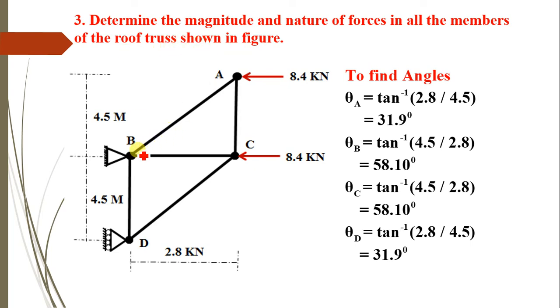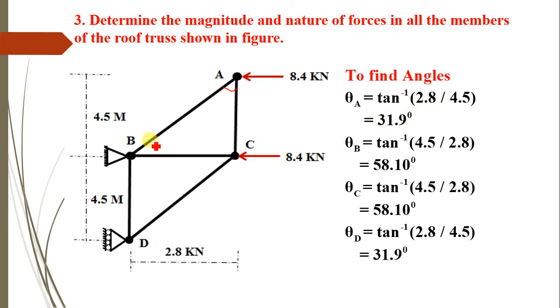So here a truss is shown, ABCD, in which at B and at D supports were provided and at A and C external forces are acting. Here the internal angles are determined by applying the geometrical conditions, that is theta A, this angle, equals, this horizontal distance is 2.8 and vertical is 4.5, so tan inverse of 2.8 by 4.5.